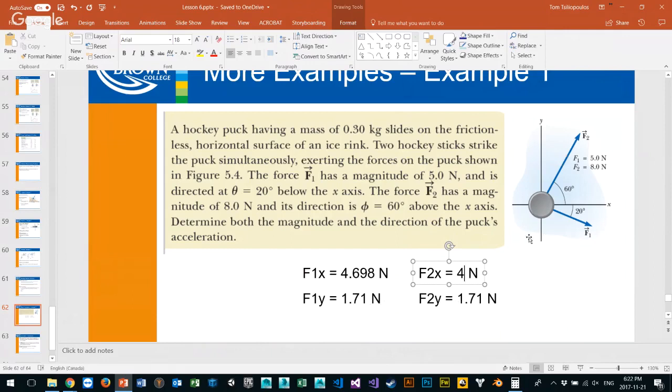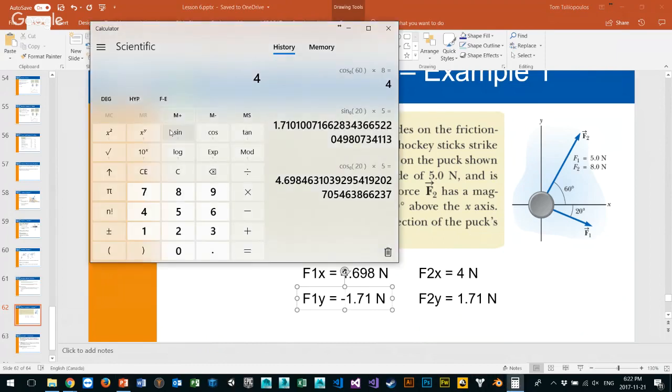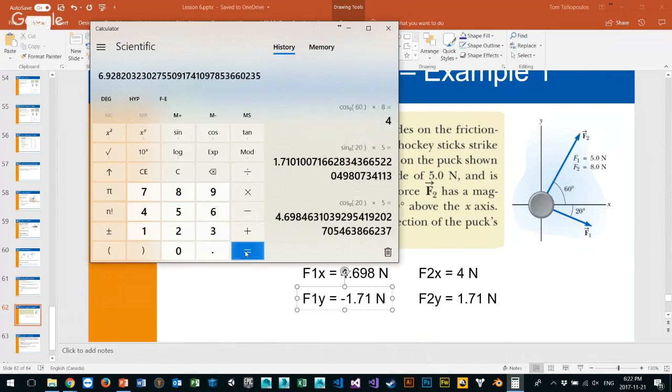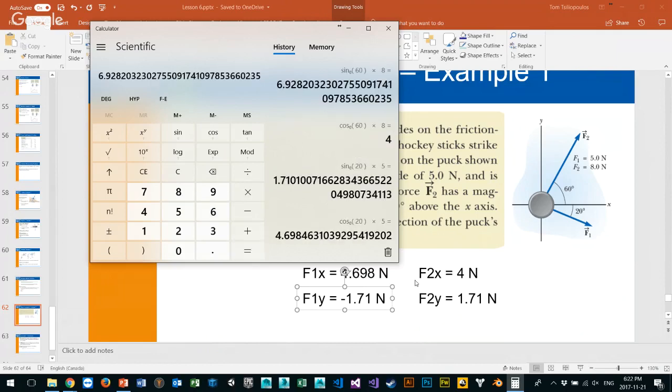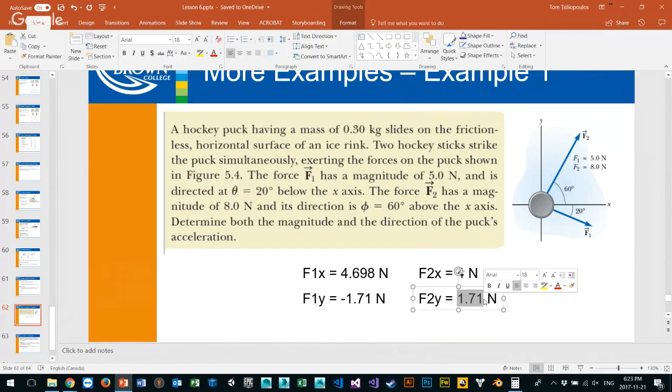On the y-axis, though, this is where we're going to have a problem. This one is negative because we know it's moving down across the y-axis, and this one is positive because it's moving up across the y-axis. So if we look at what y is, it's 8 times sine of theta. Sine of 60 is 0.86, and multiplying that by 8 gives roughly, or exactly, 6.928 newtons. Okay, cool.